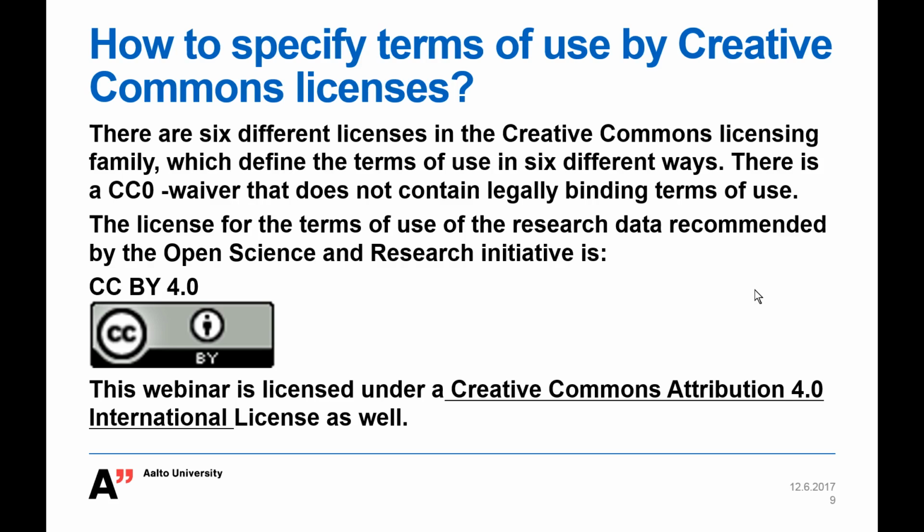The Open Science and Research Initiative of the Ministry of Education recommends CC BY 4.0 license for research data, and also, for example, this webinar is licensed under the Creative Commons Attribution license, so you can use these materials just mentioned. Attribution, the source and author, that will be me for this material.